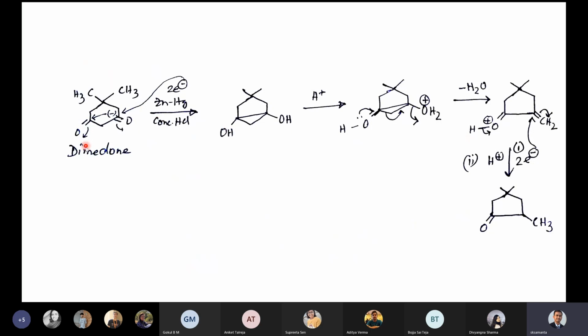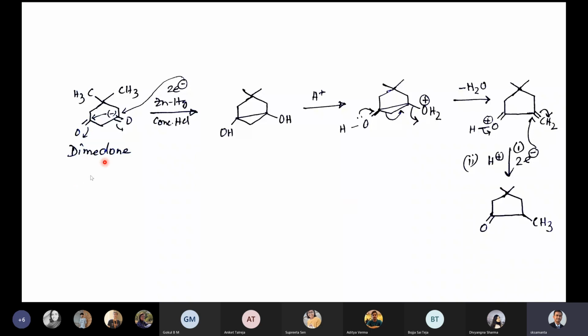Now, if this compound is treated with zinc amalgam in presence of concentrated HCl, you will see that this compound produces this one. So how do they produce this compound? People have addressed its mechanistic analysis and found a few intermediates. Based on those intermediates, they proposed this kind of mechanism. Got it? Clear?